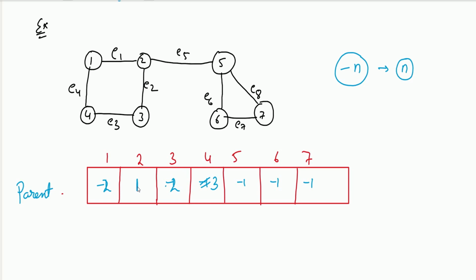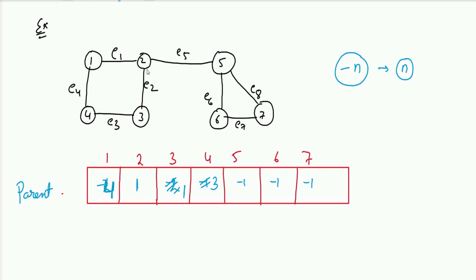Let's suppose we try to add 2 and 3. Now, parent of 2 is 1, and parent of 1 is -2. We get -2, so it means 1 is the representative element of 2. Parent of 3 is -2, so it means 3 is its own representative. Now we can union them because both came out to be negative. So we change this to 1 and add the -2 and -2, and it becomes -4.